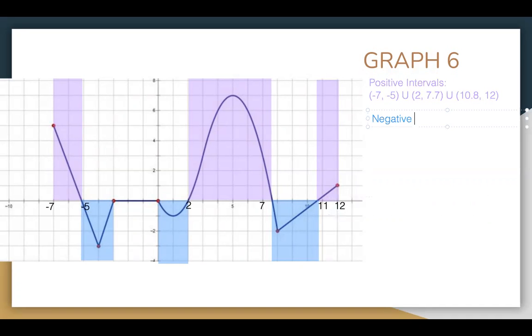Our negative intervals, -5 and about -3, 0 to 2, and then 7.7 to 10.8. So those are our positive and negative intervals. And notice, never did I ever use these numbers on the y-axis. They have no place in our intervals.